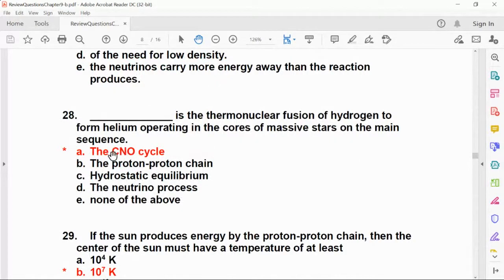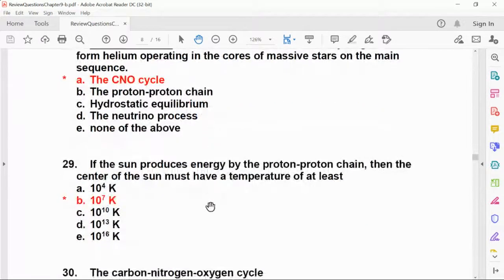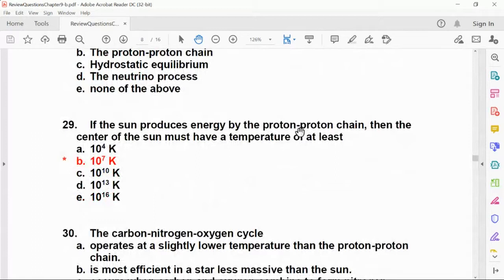The CNO, carbon, nitrogen, oxygen cycle, is the thermonuclear fusion of hydrogen to form helium operating in the cores of massive stars on the main sequence. That's the name that's given for this process here, when it's basically fusing hydrogen to helium, especially for the massive stars. We call it carbon, nitrogen, oxygen, CNO. If the sun produces energy by proton-proton chain, then the center of the sun must have a temperature of at least 10 million degrees, which is 10 raised to the 7. 1 million has 6 zeros, so 10 million has 7 zeros, so it's 10 to the 7 Kelvin.